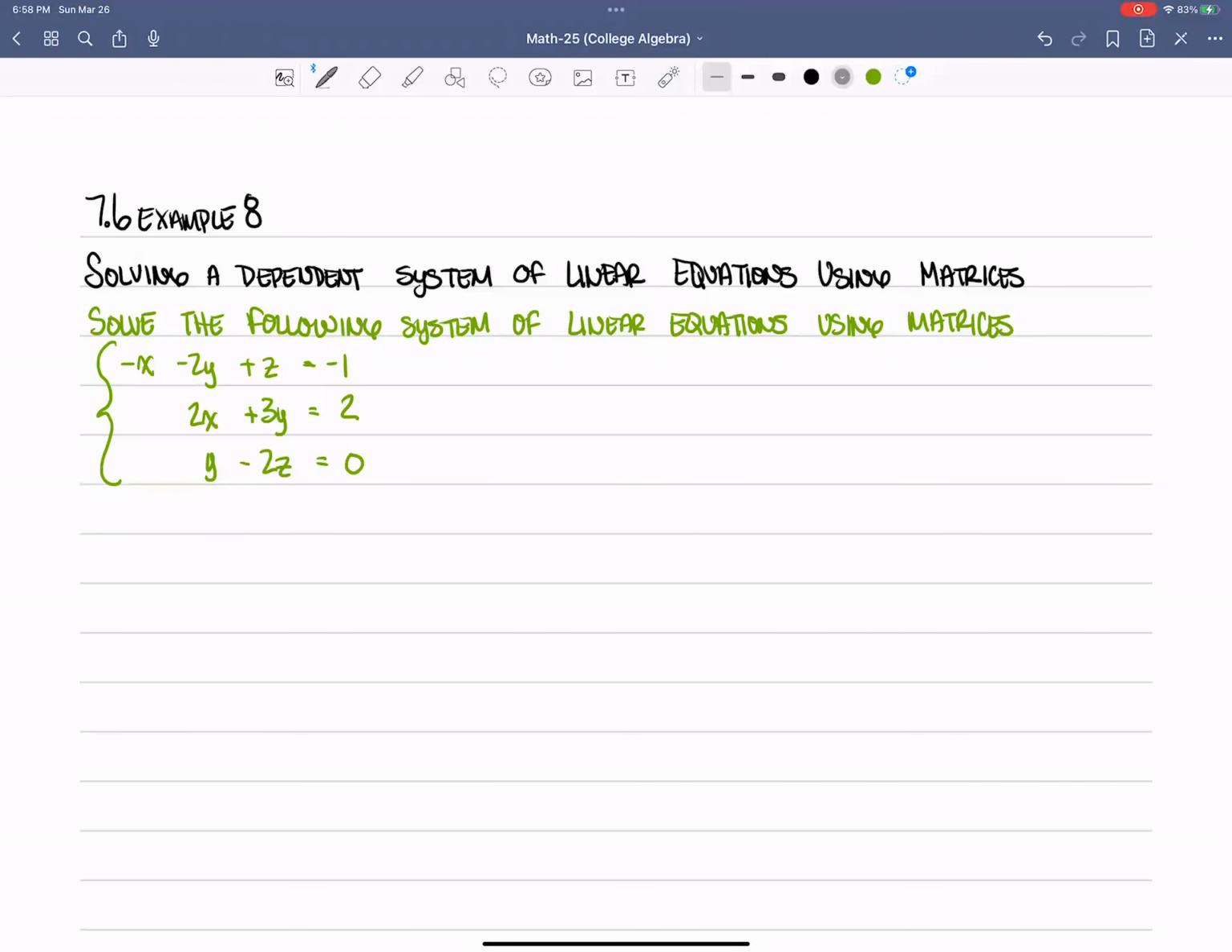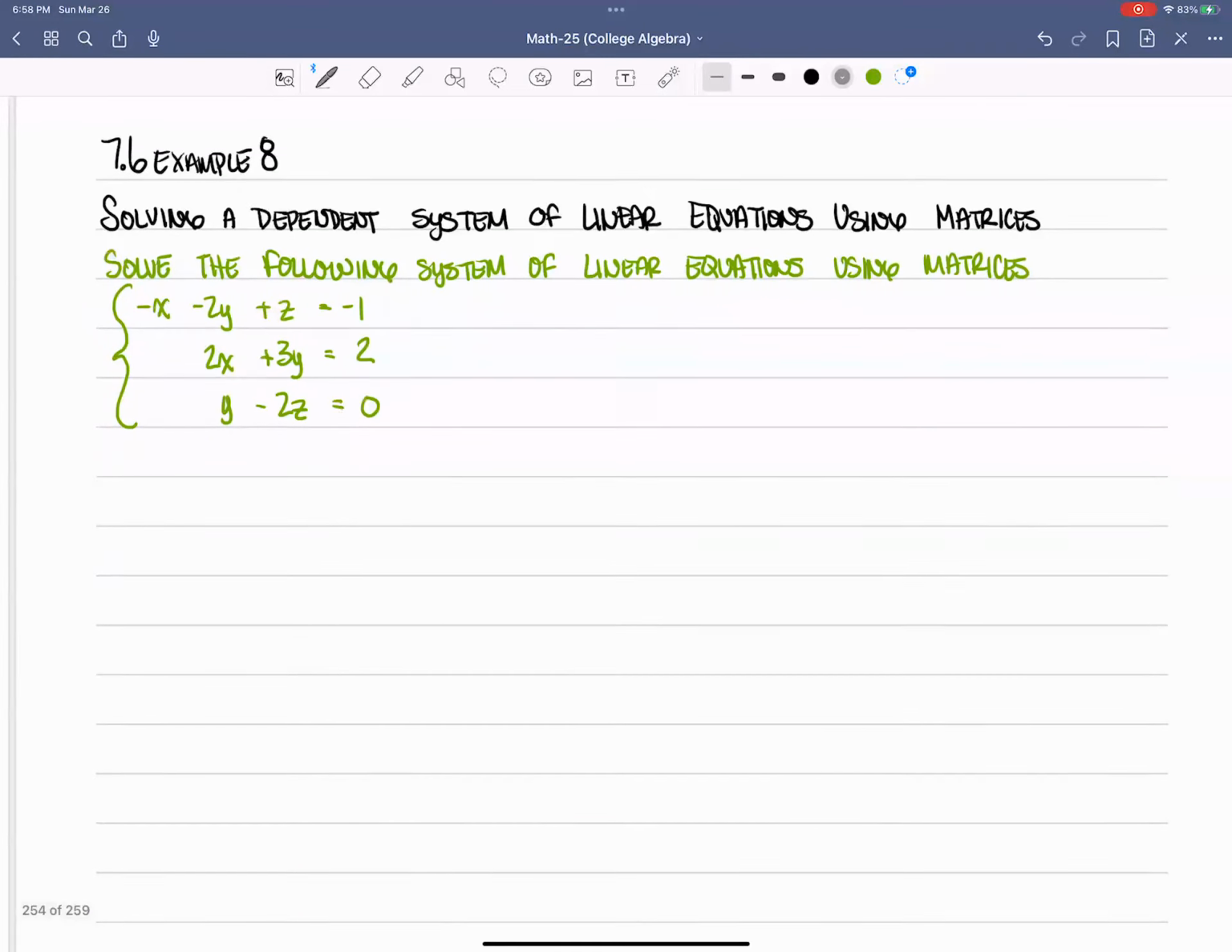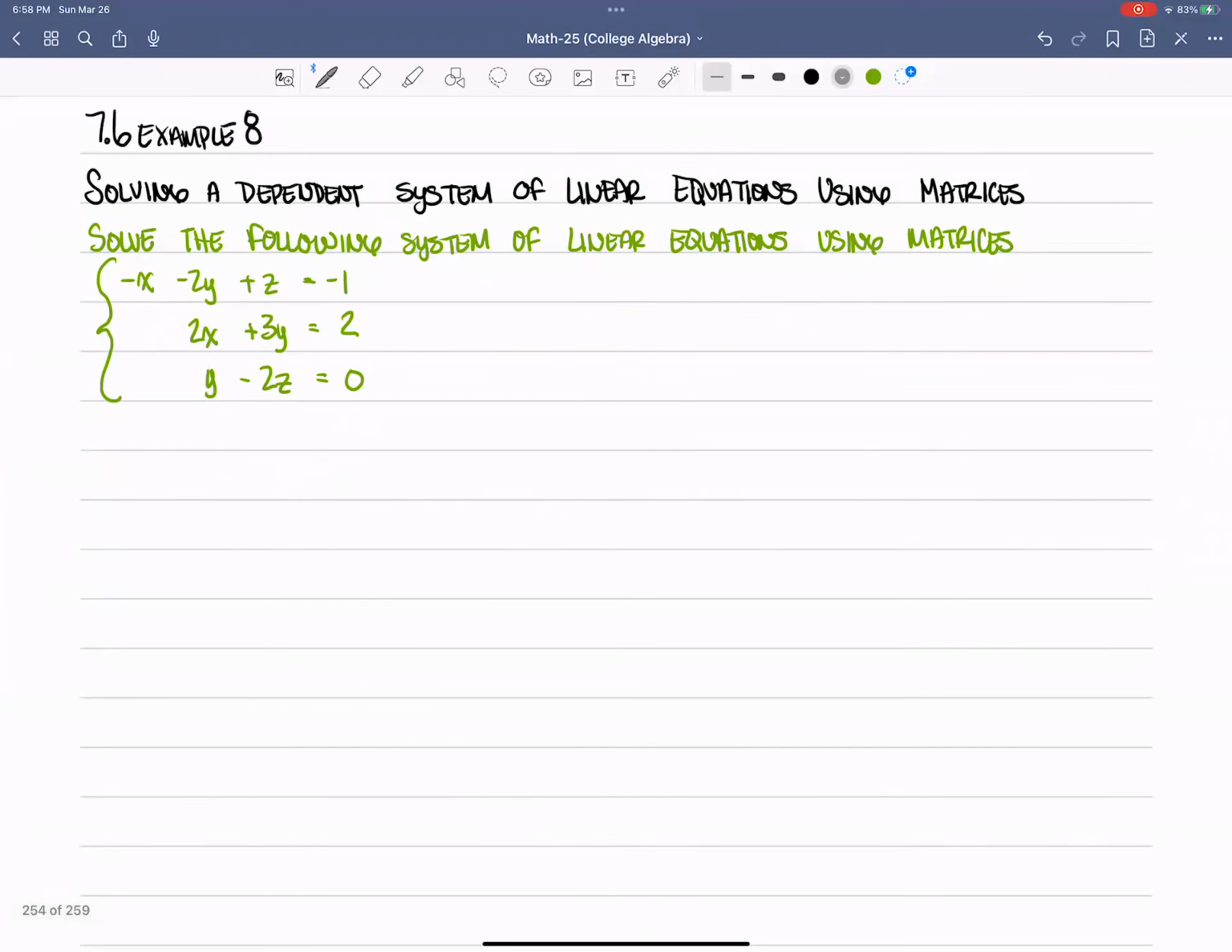Section 7.6, example 7, solving a dependent system of linear equations using matrices. So the following system of linear equations using matrices. Let's just throw this into a matrix and see what the numbers are telling us.